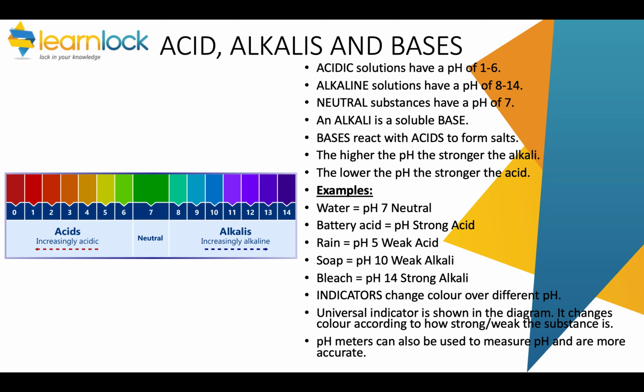Indicators change colour over different pH. This scale shows the universal indicator. This changes colour according to how strong or weak the substance is. So for example, a weak acid would be orange, a weak alkali would be blue. You can also use pH meters to measure pH and they're more accurate.